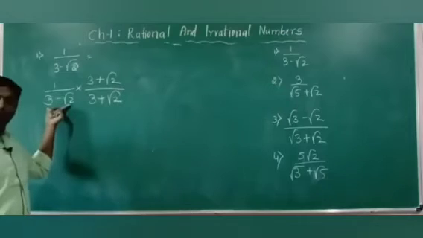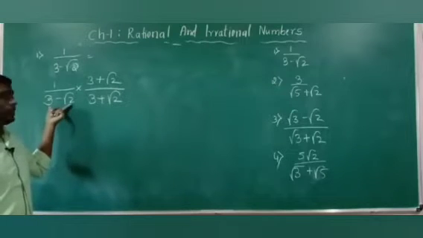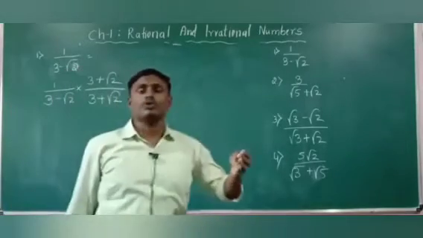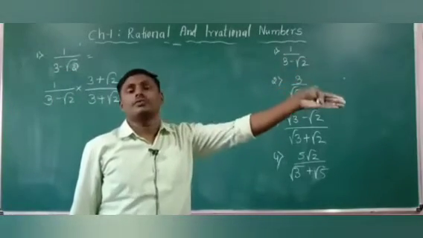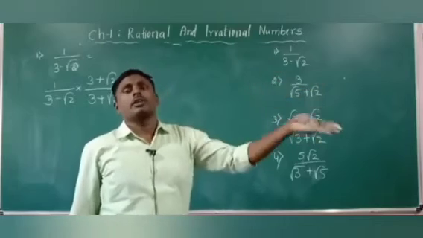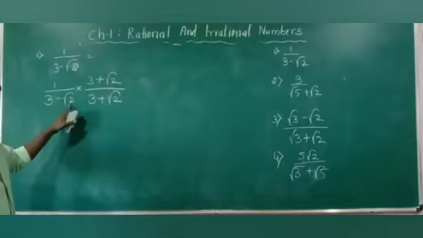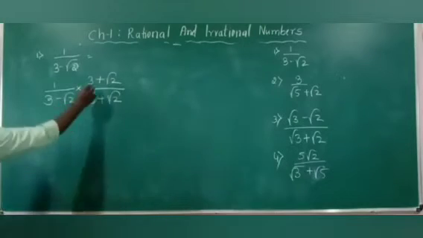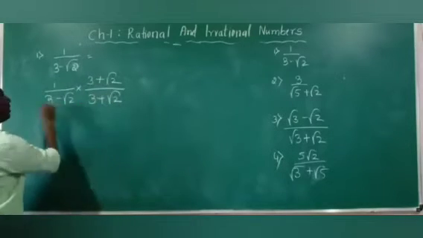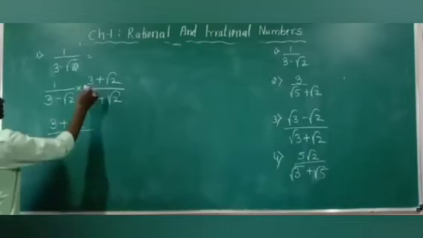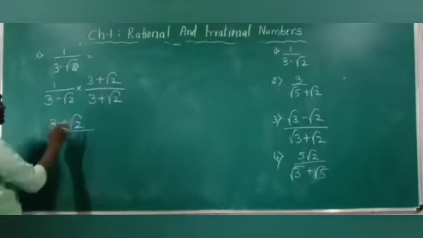If we have 2 terms in the rationalizing factor, then we need to take the opposite signs. If we have positive, we take it as negative. If we have a negative sign, we take it as positive. Here 3 minus root 2 becomes 3 plus root 2. Now multiply both numerator and denominator. So 3 into 1 is 3 plus root 2 as it is. 3 into 1 is 3, root 2 into 1 is root 2.